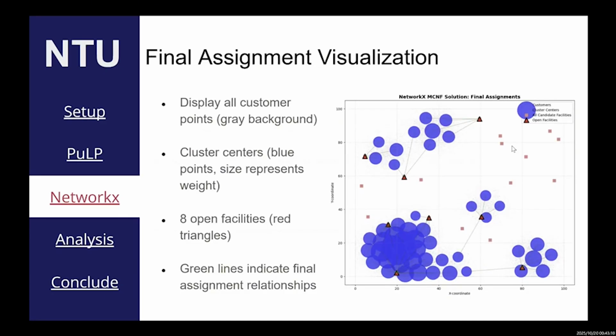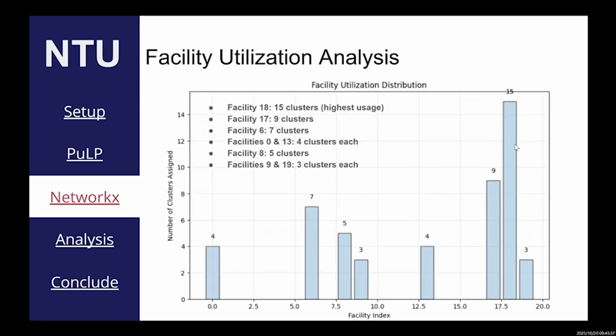Next, we visualize the assignment results. Gray points represent customers, blue dots are cluster centers, red triangles are facilities, and green lines show assignments. Each cluster is assigned to exactly one facility, and the spatial distribution covers all regions efficiently. In terms of facility utilization, Facility 18 has the highest load, followed by Facility 17 and Facility 6. Remaining facilities serve few clusters, and the workload distribution is balanced with no congestion.